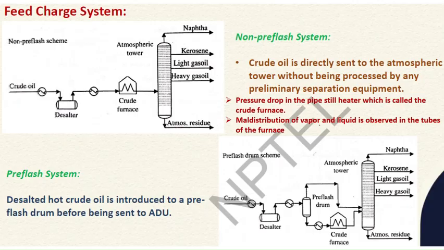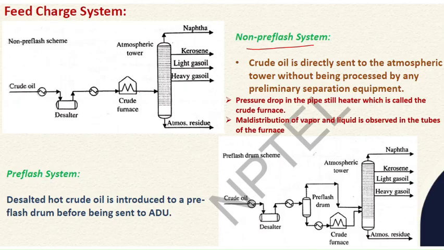The first one is the non-pre-flash system. Basically, what happens here is crude oil is directly sent to the atmospheric column, as I told in the earlier portion, in that we directly introduce feed into our distillation tower without being processed by any preliminary separation equipment. As we can see here, this crude oil is taken, desalting is done, then it exchanges heat, and further it is heated in the crude furnace, and then from the crude furnace it is directly introduced into the distillation column.